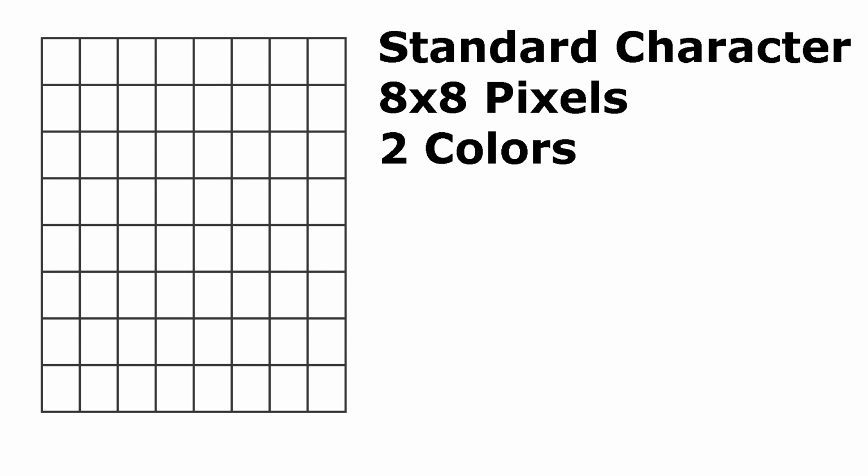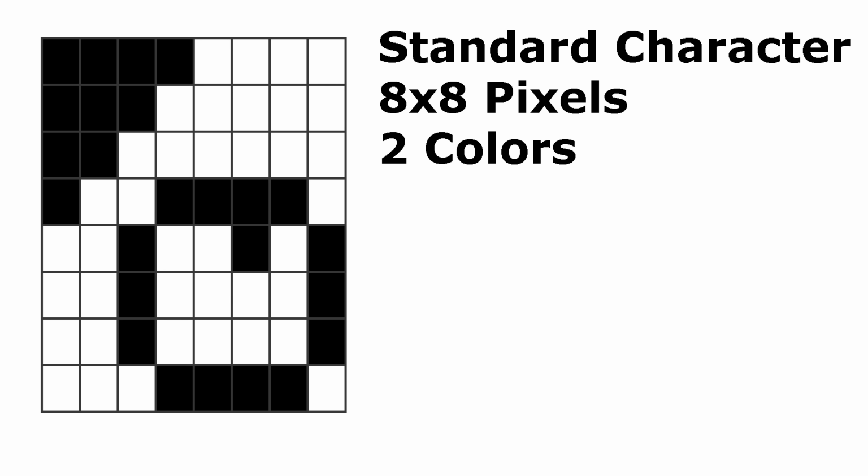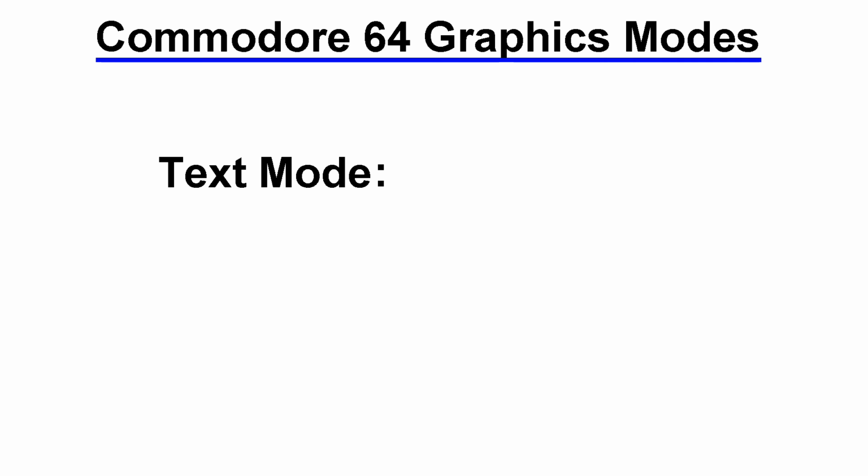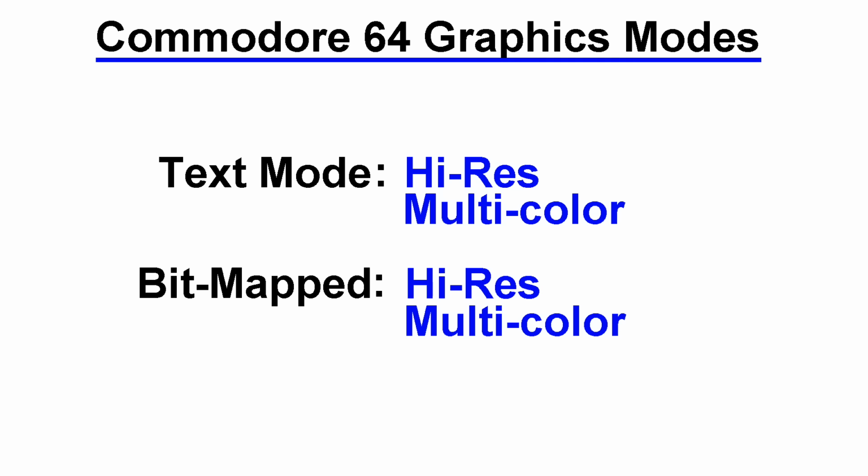There were essentially 4 modes of operation. You had text mode, where you could use the standard character set or redefine the character set. And this works more or less exactly like it did on the Vic-20. But with the 64, we also get a bitmap graphics mode. And of course, both modes have a high-res and a multicolor option, giving us the 4 different modes.